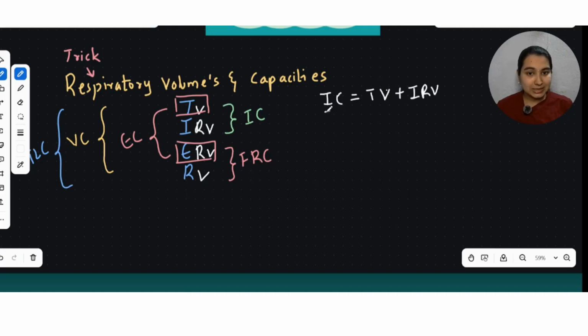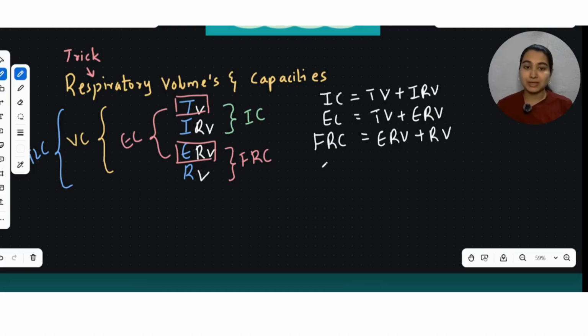Next, the expiratory capacity, it is a summation of what? The tidal volume plus expiratory reserve volume. Next, the functional residual capacity is a summation of what? The expiratory reserve volume plus the residual volume. Next, the vital capacity. As I told you, the summation of the first three volumes: the tidal volume plus the inspiratory reserve volume plus the expiratory reserve volume.